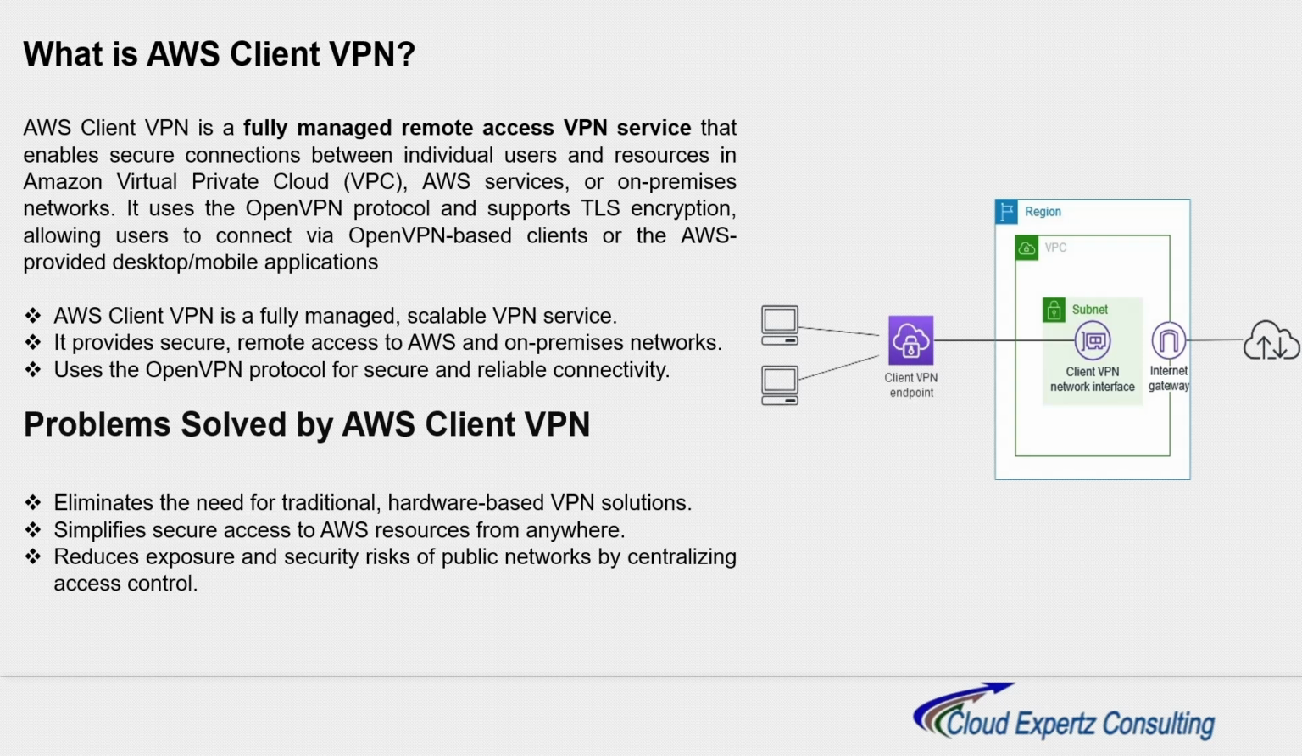Second, it simplifies secure access to AWS resources from anywhere. For example, if you are working within a company that hosts its resources in the AWS cloud, and the resources or instances in the cloud are not publicly exposed because of security risk, and you are not in the company's environment, then how are you going to access that resource? For that, Amazon introduced the AWS Client VPN. The third point itself says that it reduces exposure and security risk of public networks by centralizing access control.